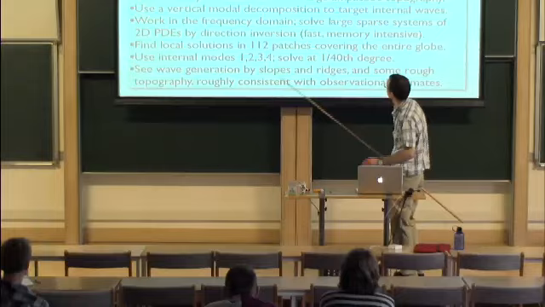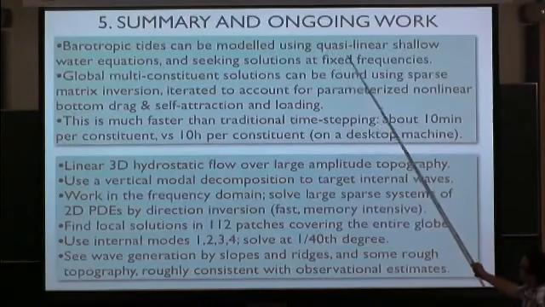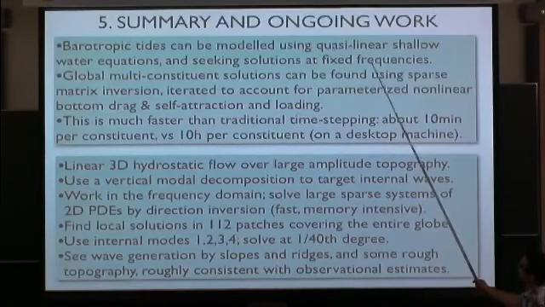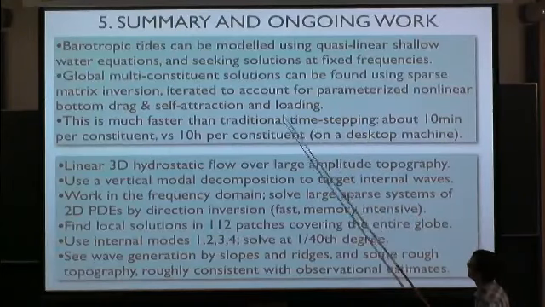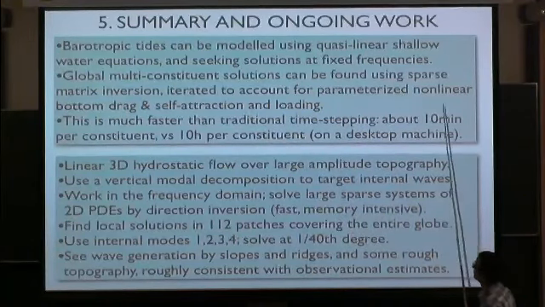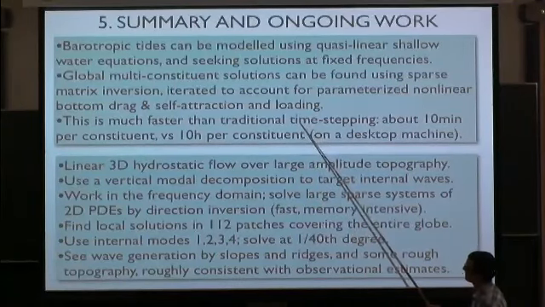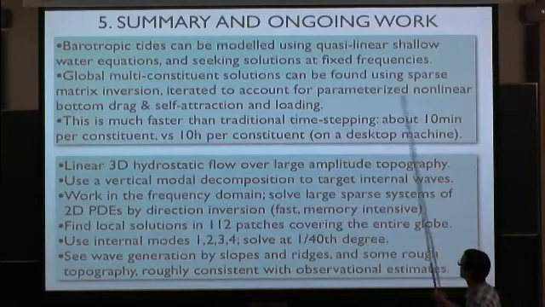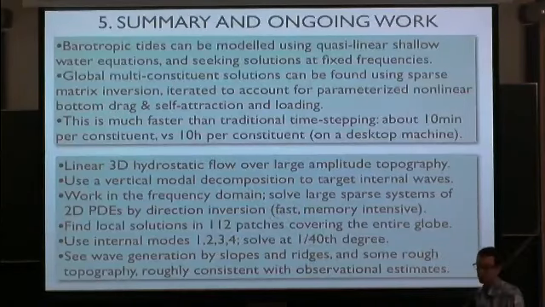Okay, so just to summarize, I've shown you 2 things: barotropic tides, which are modeled using what I'm calling quasi-linear shallow water equations. They're linear apart from bottom drag, which is non-linear, seeking solutions at fixed frequencies. You can then find multi-constituent solutions using sparse matrix inversion with iteration to account for non-linear drag and the dense self-attraction and loading. And at least in my experience, this is much faster than the traditional shallow water approaches. It takes about 10 minutes per constituent. If you do the time stepping, or at least if I do the time stepping, on a desktop it takes about 10 hours per constituent.